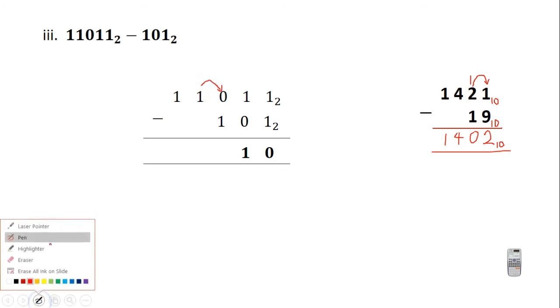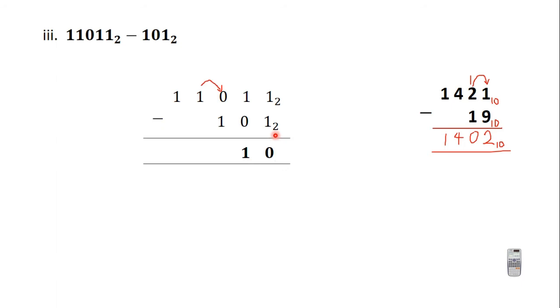Now look at something. Because we are working in base 2, when we borrow 1 from this side to this side, the value of that 1 is 2. Here we were working in base 10. So when we borrowed 1 from this side to this side, the value of that 1 was 10. Here our subtraction is in base 2. So when you borrow 1 from this side to this side, the value of that 1 is 2.